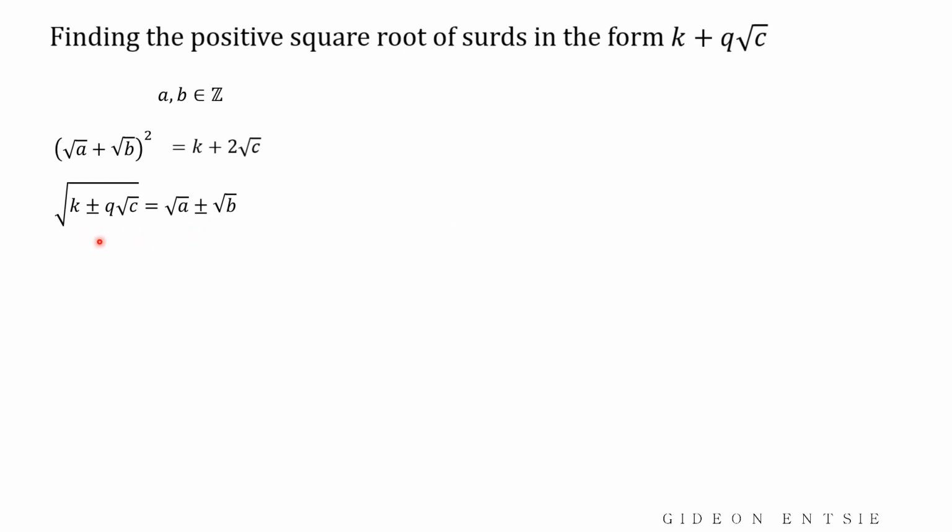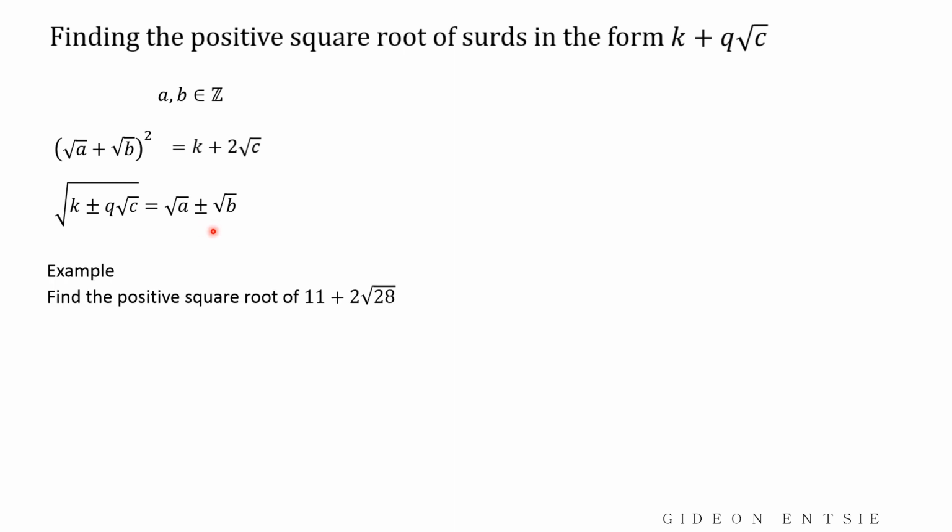Now, what this means is that when the surd is expressed as the sum of an integer and a surd, the positive square root is expressed as the sum of two surds. In the same way, when the surd is expressed as the difference between an integer and a surd, the positive square root is the difference between two surds. Let's look at an example.